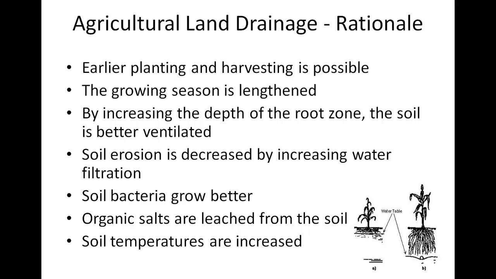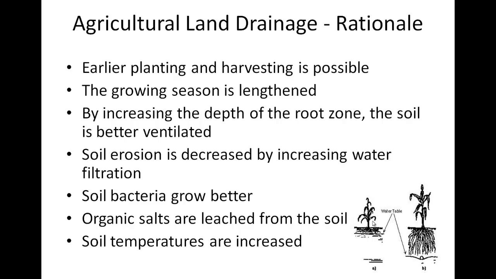Initially the water table is quite high. After the drain has been installed, usually they go down about 3-4 feet, the water table is lowered so the roots can grow deeper. The roots become better ventilated. They also can anchor better, and they're also decreasing the amount of erosion. Soil bacteria can grow better on the rhizomes of the roots.